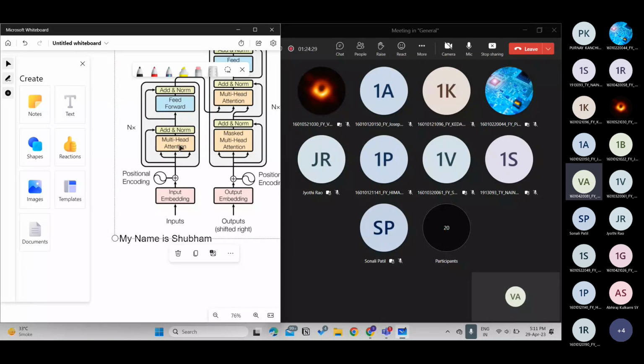What multi-head attention does is, it will look at the first word, "my", and it will pay attention to every other word in the sentence. Understood? Then it will look at the word "name", and it will pay attention to every other word in the sentence, like "my", "is", "Shubham". Okay. So in this way, attention is given to every word in this whole sentence, in this attention block.